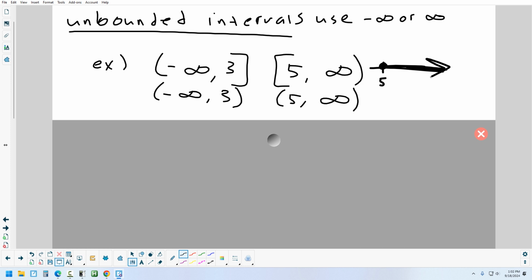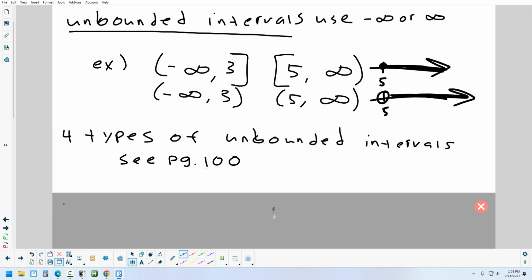It goes on forever. Okay, this one on the bottom. Open circle. Goes on forever. Okay, so unbounded intervals have to have an infinity. And you always put a parenthesis on infinity because you can't reach it. A negative infinity, you can't reach that either. Okay, page 100 in your book has more pictures if you want to see more. But I tried to give you a couple pictures so you could see what they look like.